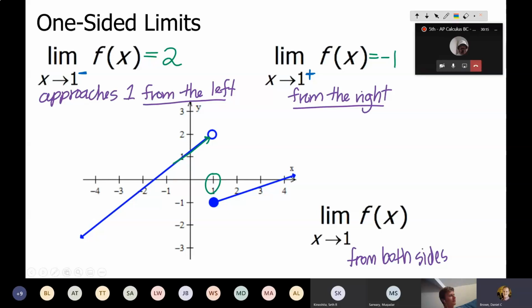And then you can probably see where this is headed. If I just want to know what the limit is approaching as x goes to 1, we have to consider the left and the right. I notice on the left-hand side it's going to 2, but on the right-hand side it's going to -1. So what do you think the limit as x goes to 1 from both sides is going to be equal to? The answer is does not exist.